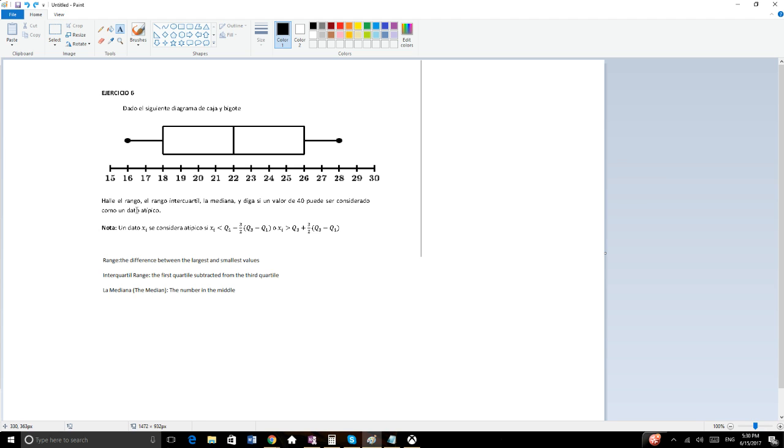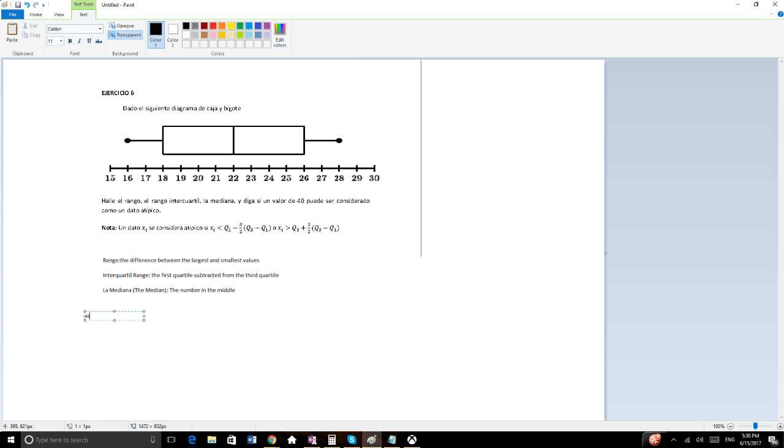So first of all, this really is a question of definitions. If you go back and review the definitions, you will be able to do this very well. But I'll go through it with you. The first thing it wants us to do is find the range. So I'm going to write that down here. El rango. Okay.